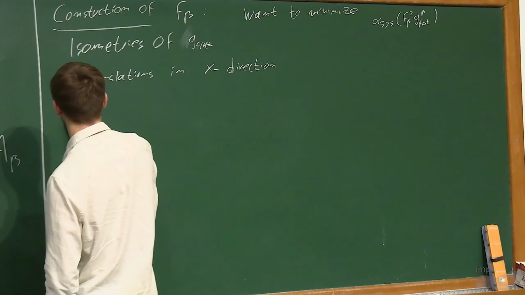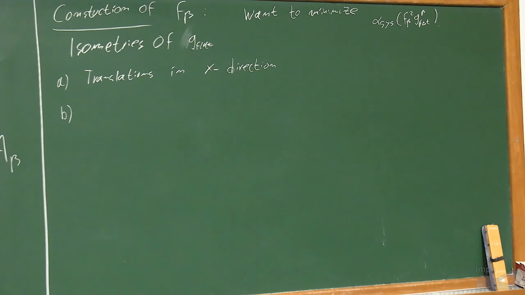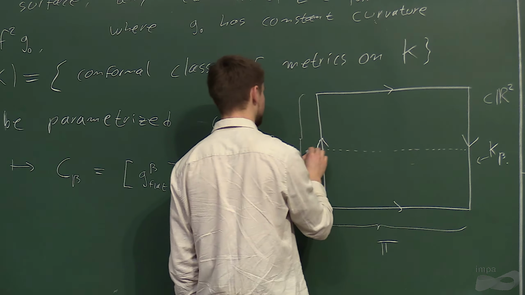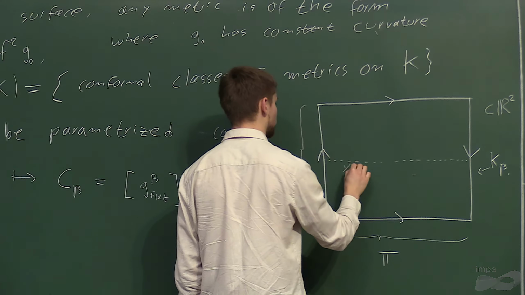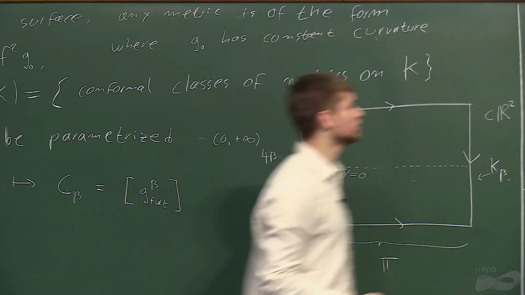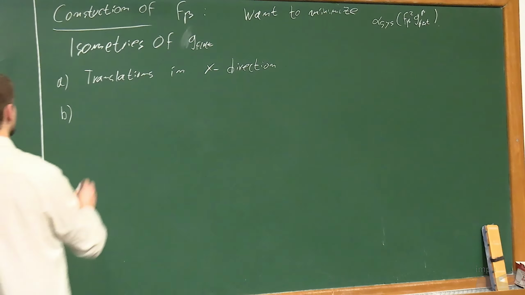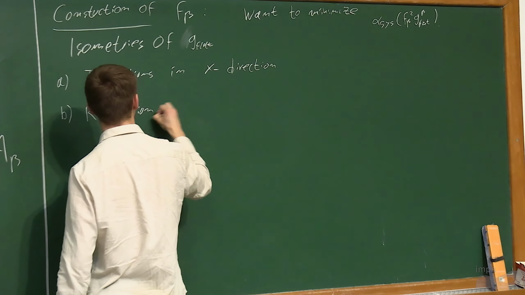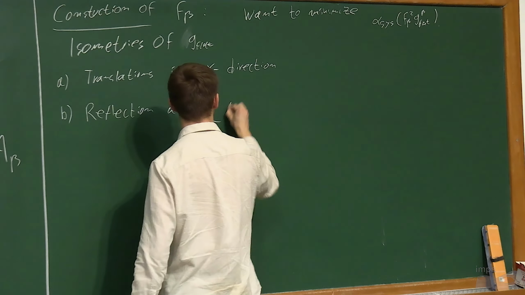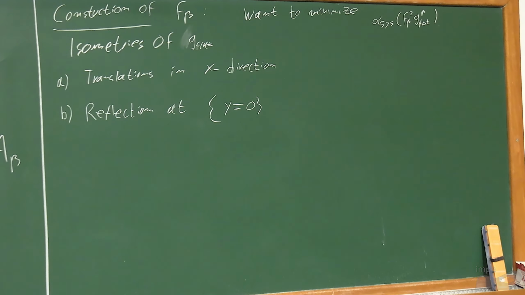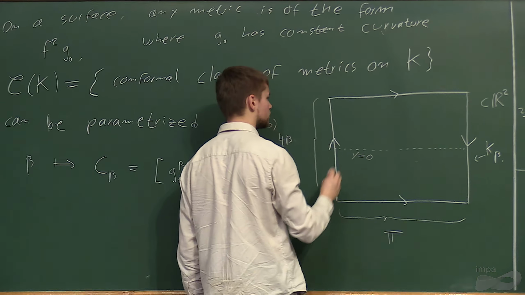And a second isometry is if we consider this rectangle to be in R2, where this here is the line y equals 0, then we can reflect at this line, and this gives us an isometry. So we have the reflection at the line y equals 0. And we can also look at this a bit more carefully.